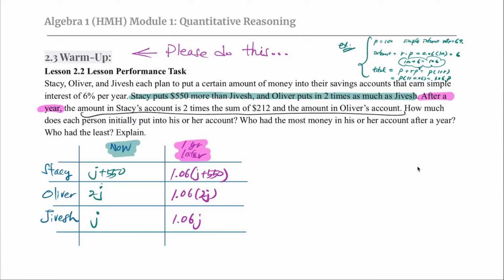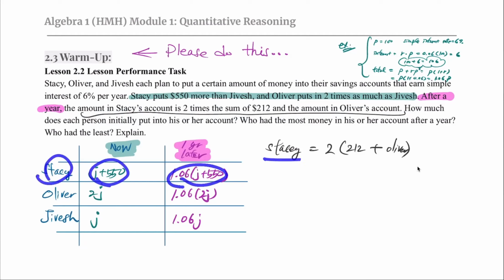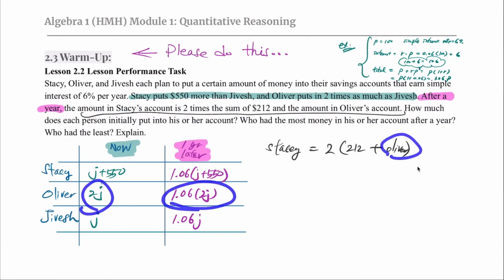Stacy is S. Okay, you know what? Stacy is equal to twice the sum of, you add something. What are you adding? Javesh plus Oliver. But here's the problem though. Stacy has two expressions related to it. Which one do you use? Same thing with Oliver, the two expressions.